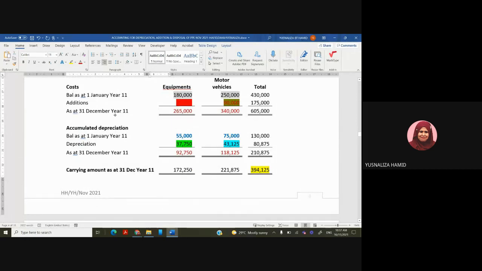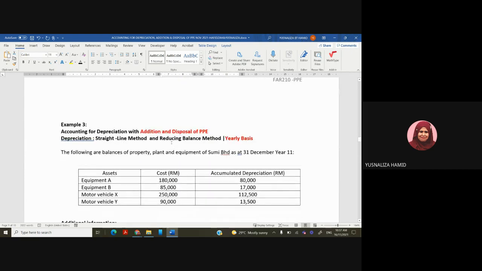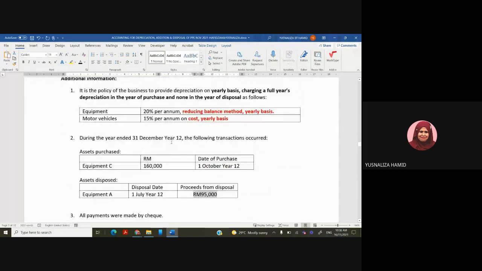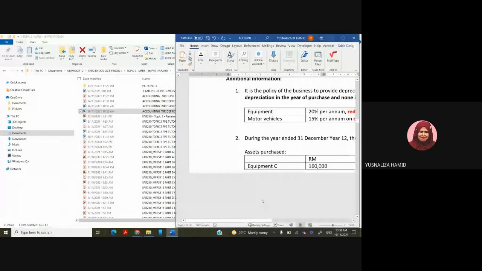For the first part, which is on the carrying value and also on the presentation, if we adopt the straight line method and reducing balance method using the monthly basis, I'm done with the first question. Sorry, with example 2. So now what we are going to do is look at example 4. Example 4, yeah.